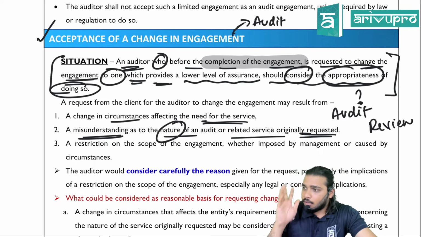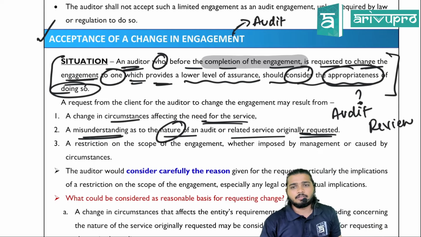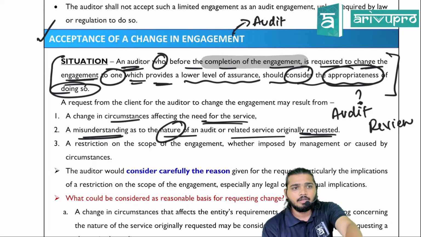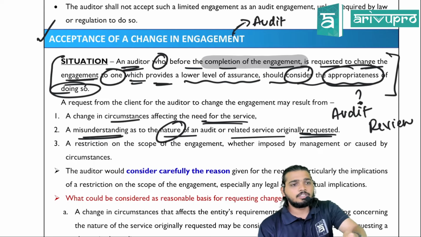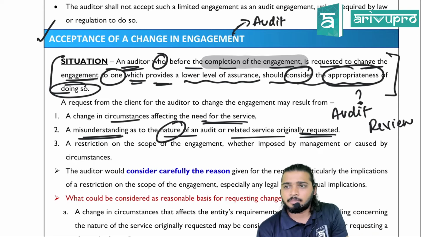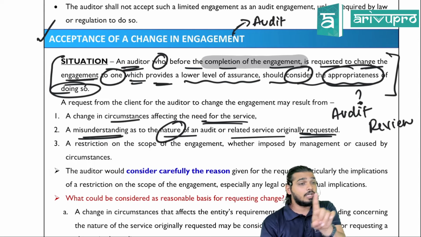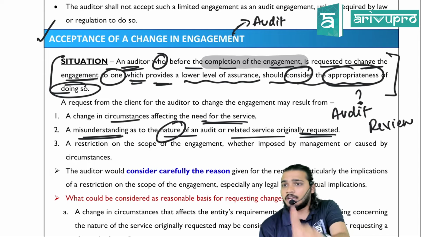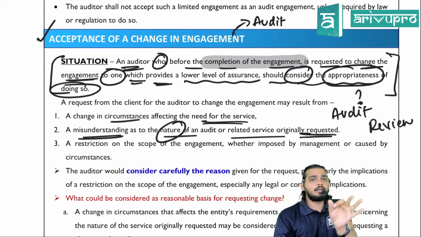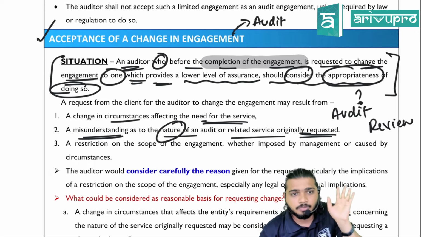I hope you are getting my point, very closely related. Now they are telling, sir, I thought review, sir. Don't do audit, sir. Please do review. Now I said I accepted audit. They are telling me change it to review. Should I accept it? Now I cannot say no or yes directly. I should consider the appropriateness. Is it appropriate for me to change?